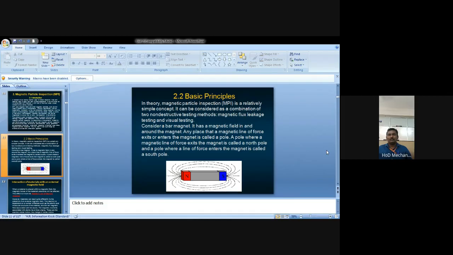A natural magnet must have two poles, that means north pole and south pole. The law of magnetic principle is that opposite poles will attract each other, and the same poles will repel each other. So that is the basic principle of a magnet.